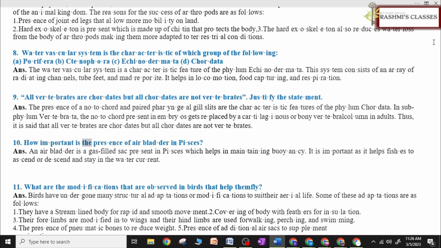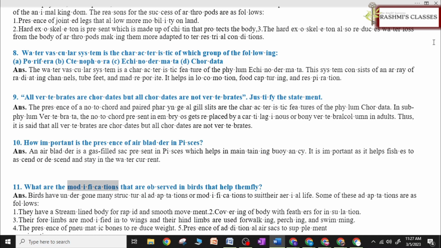How important is the presence of air bladder in Pisces? ANS. An air bladder is a gas-filled sac present in Pisces, which helps in maintaining buoyancy. It is important as it helps fishes to ascend or descend and stay in the water current.